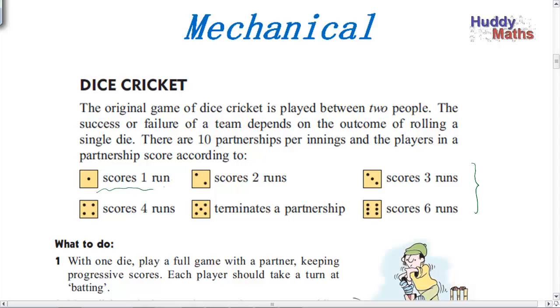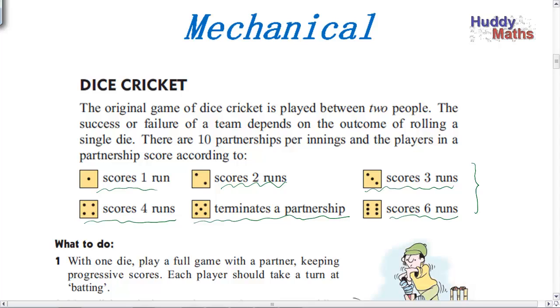1 on the die scores 1 run. Guess what? 2 on the die scores 2 runs. 3 on the die scores 3 runs. 4 on the die scores 4 runs. Getting bored. 5, however, oh, here's something interesting. It terminates a partnership, and if you get 6, it scores 6 runs. So those are the rules.